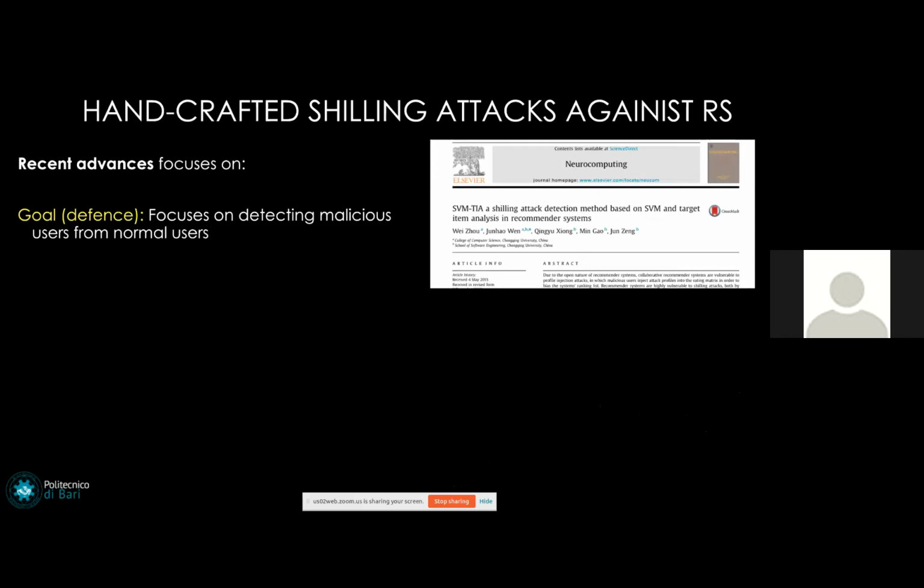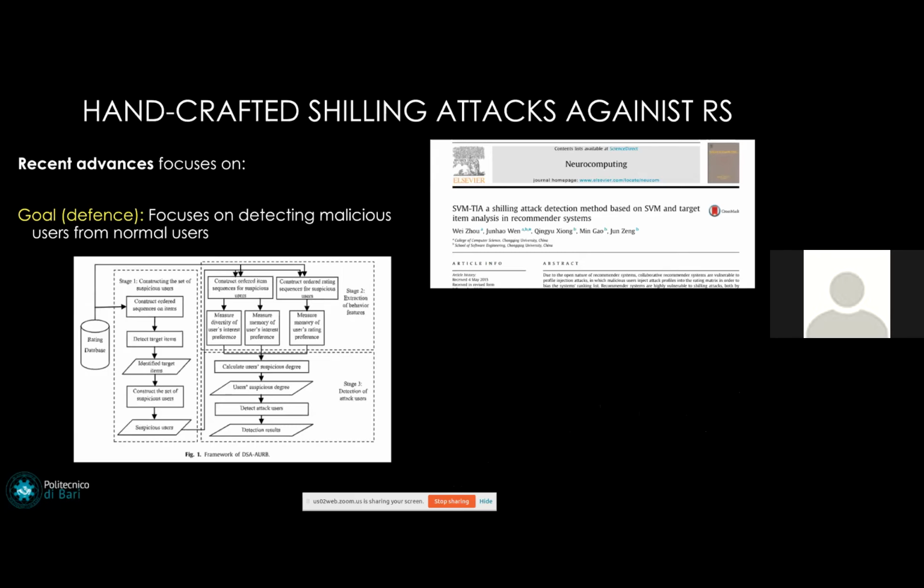Another example we can mention is work presented in the Neurocomputing Journal, called SVM-TIA, where different from the previous work, this work focuses on the defensive side of handcrafted shilling attacks. The authors propose a detection mechanism. Detection is one of the techniques for bringing robustness to your system, and the way this is done is by differentiating malicious users from normal users.